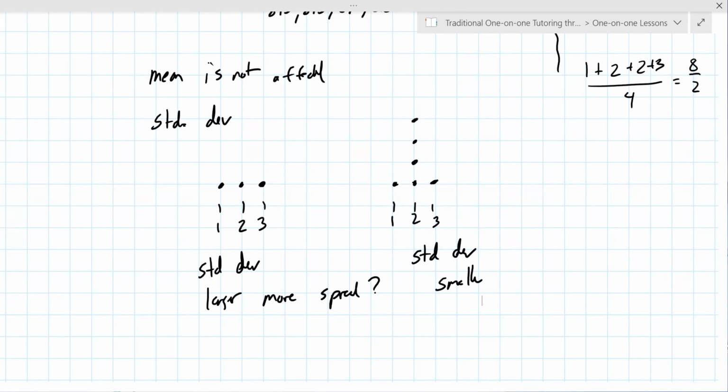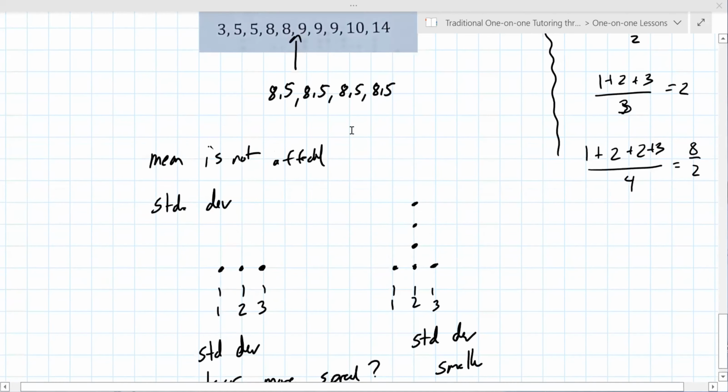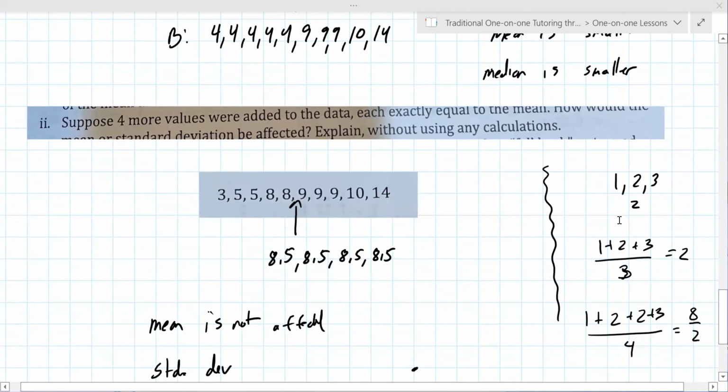Yeah. So what I would recommend is if it's not clear with the data set they're giving you, to choose a much more simple data set and then do the exact same thing that they're asking you to do to answer it.